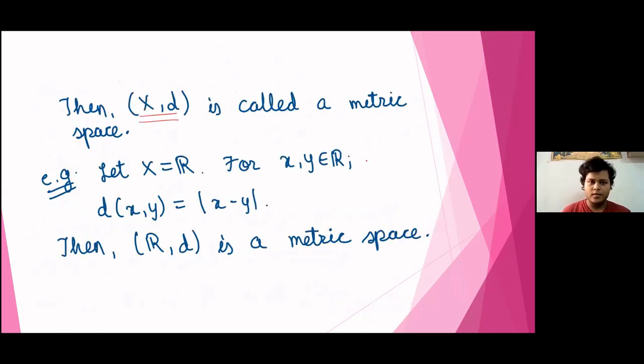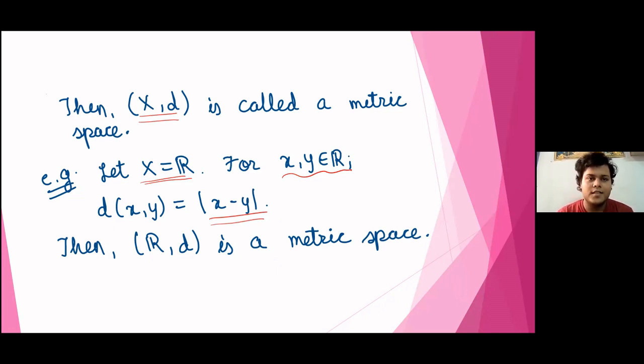One of the simplest examples of a metric space is this one: suppose X is equal to R, the set of real numbers. Then for x and y in R, we define distance between x and y as modulus of x minus y. It is easy to see that this D is a metric and (R, D) is a metric space. We often refer to this as the usual metric space.